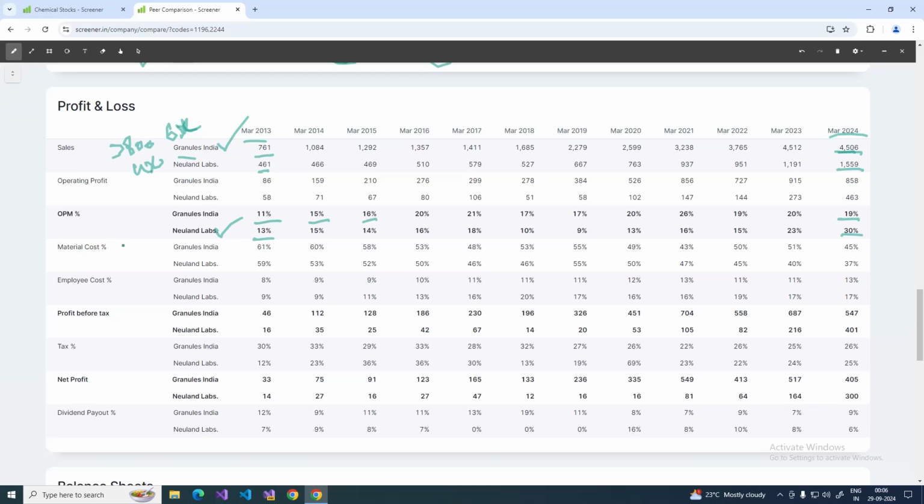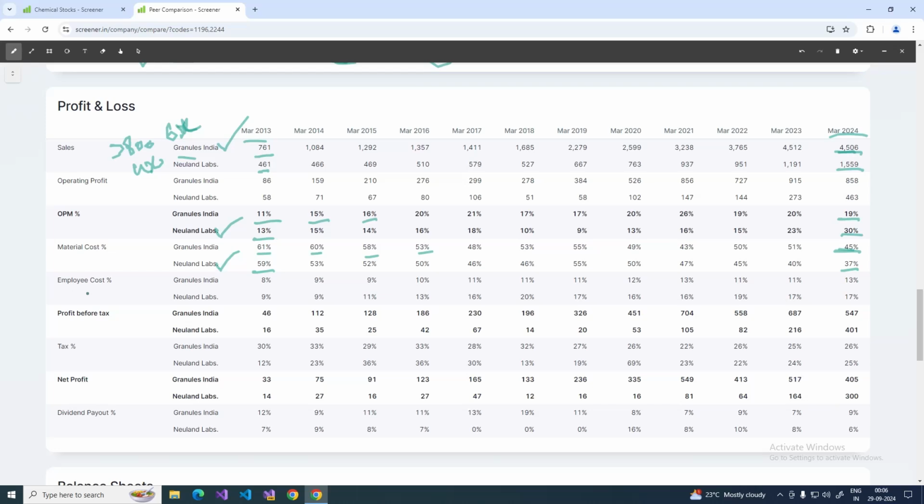Next one is material cost. For Granules, it went from 61% to 60, 58, 53, and currently 45%. So here the material cost of Granules India decreased from 61% to 45%. For Neuland's, it decreased from 59% to 37%. So here the material cost of Neuland Laboratories decreased by more. This is positive for Neuland's.